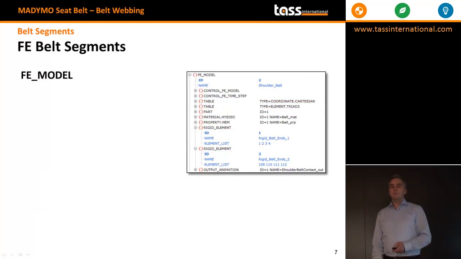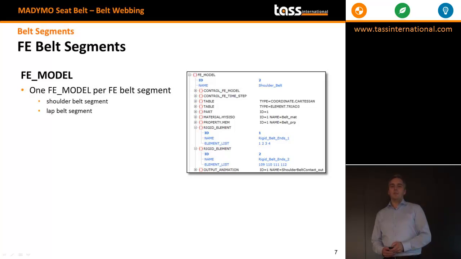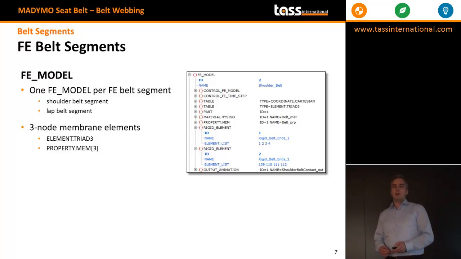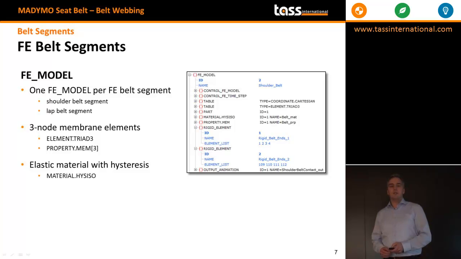The FE belt system is modeled with FE model. For each FE belt segment, for instance the shoulder belt and the lap belt, a separate FE model is used. Normally the FE belt segments are modeled with 3-node membrane elements. For this, element triad tree is used in combination with property mem or property mem tree. The material is modeled with an elastic material model with hysteresis. This is normally material.hisiso.